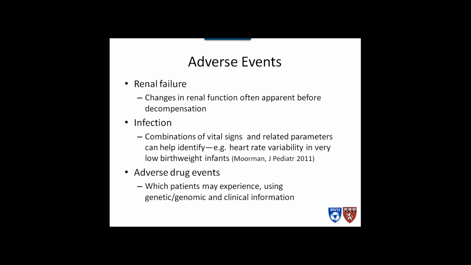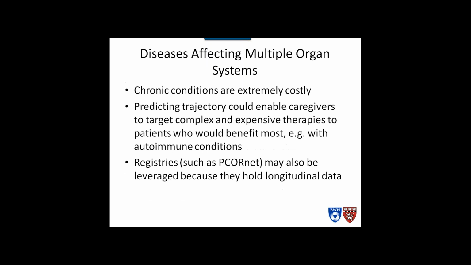Adverse drug events are another important target. And I think it'll be possible in the future to predict which patients are going to experience these using genetic and genomic and clinical information. Probably the first place that this will be done on a routine basis is in cancer care, but it could also be used soon in other areas like anticoagulant use and for antihypertensives.